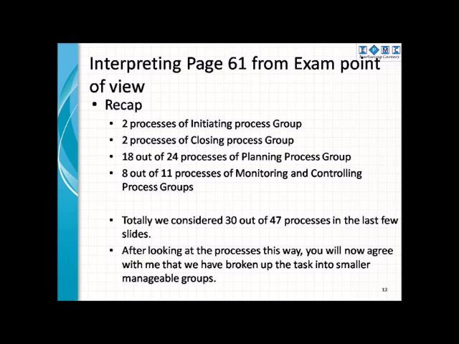Already we have considered 30 out of 47 processes in the last few slides. After looking at the processes this way, you will now agree with me that we have broken up a task of studying 47 processes into smaller manageable groups. I hope these few slides would help you to approach the study of PMBOK Guide 5th edition systematically. In the next few slides, I will give our recommendations on studying for PMP examinations.